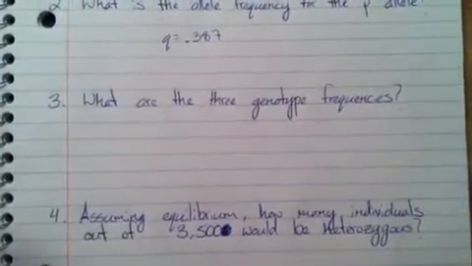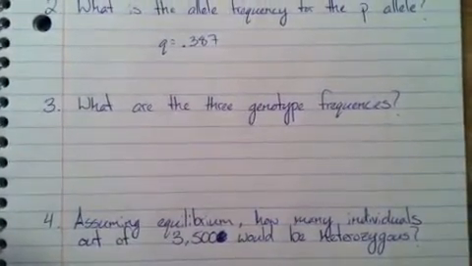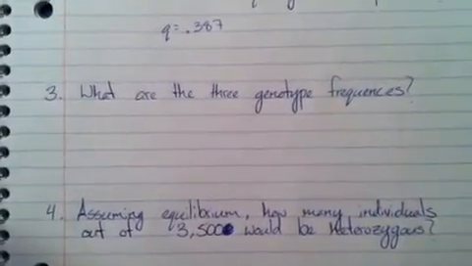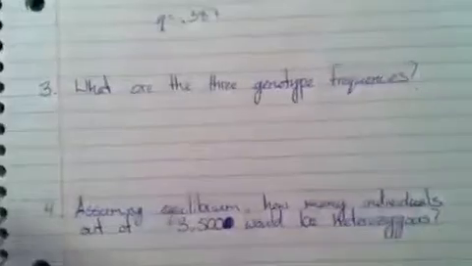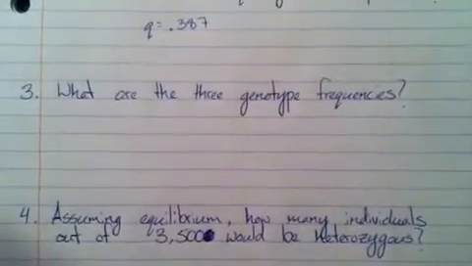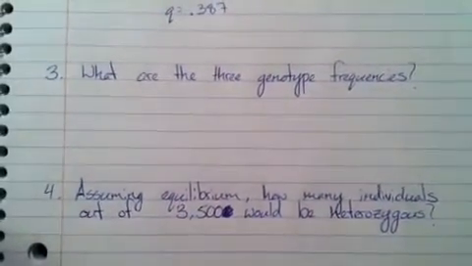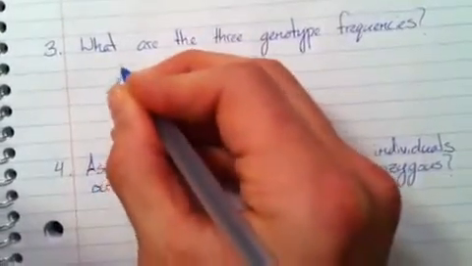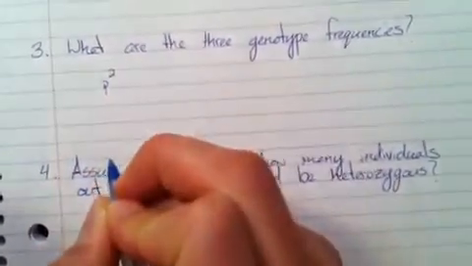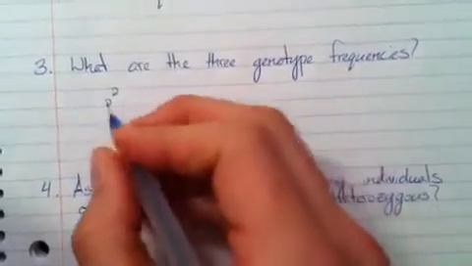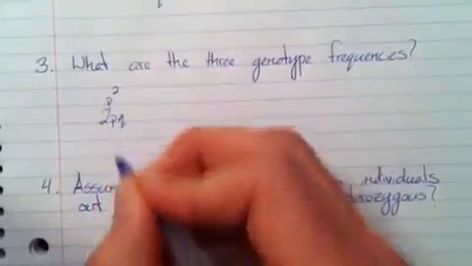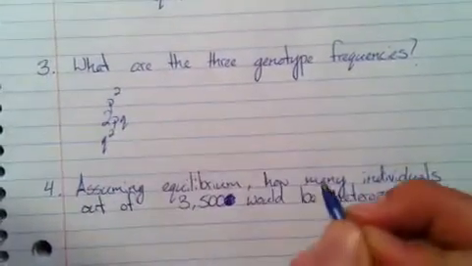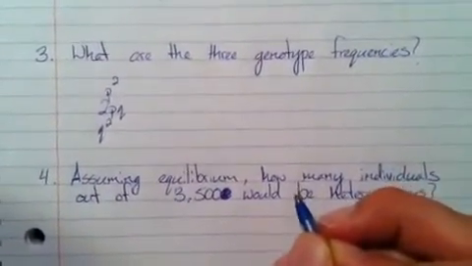What are all three genotype frequencies? Now, the three genotype frequencies are homozygous dominant, heterozygous, and homozygous recessive. For each of these, P squared is homozygous dominant, 2PQ is heterozygous, and Q squared is homozygous recessive.